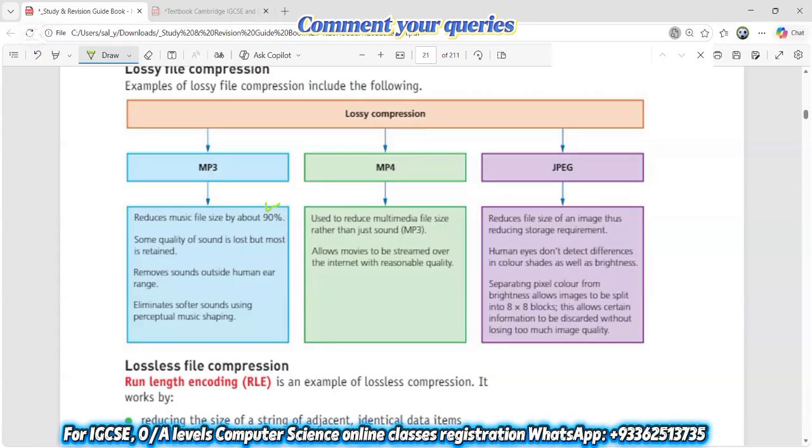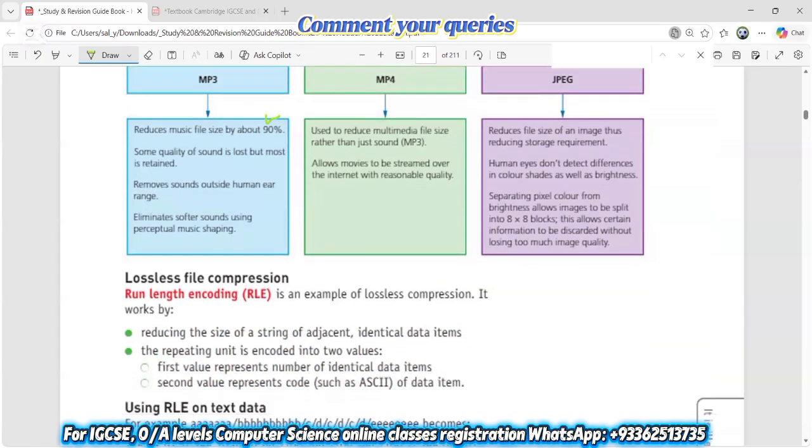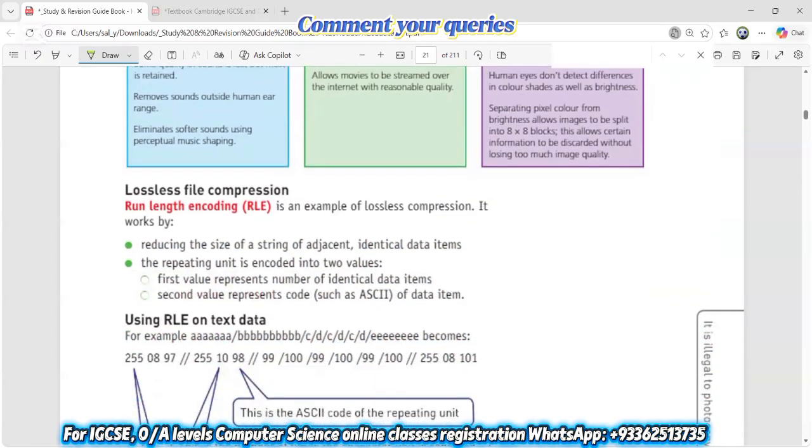It is all gone. But with lossless, the important algorithm, the important thing that we need to know, is RLE. You know the full form? Excellent. You don't know the full form? Still write RLE. That's perfectly okay. It's an example of lossless compression.